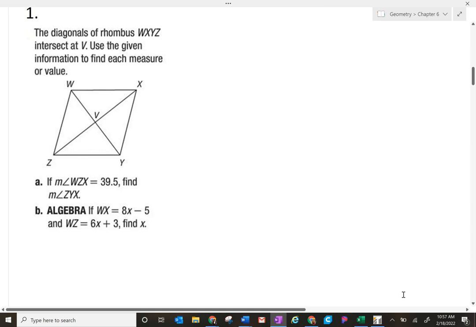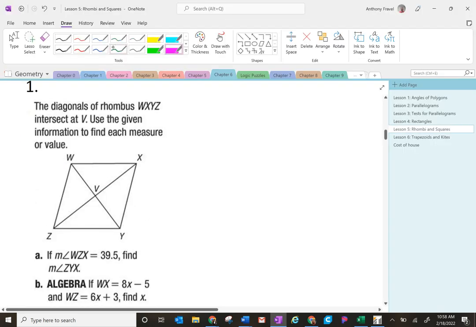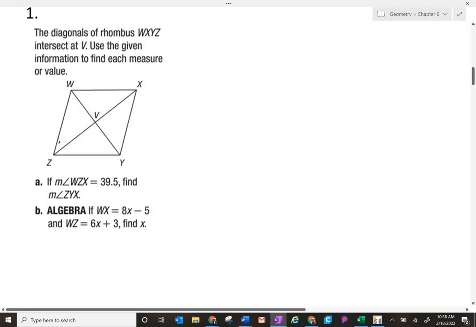All right, so for this one, it says the diagonals of the rhombus intersect at point B. Okay, so that tells me that they're cutting across here. 90 degrees, 90 degrees, 90 degrees, 90 degrees. It says that angle WZX, I gave the wrong color, let me grab a pen. So this angle right over here was 39.5 degrees.